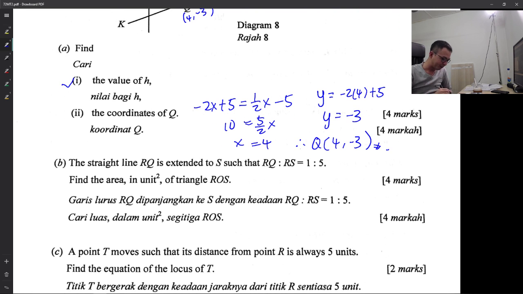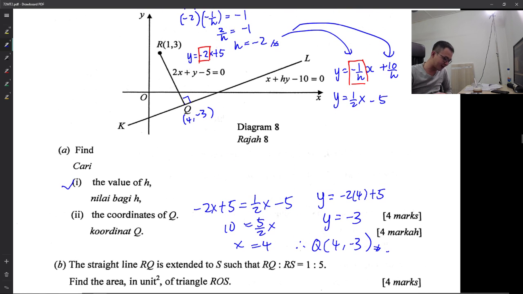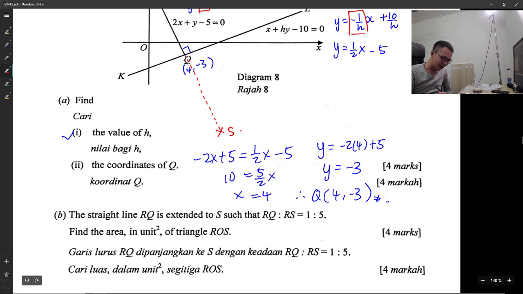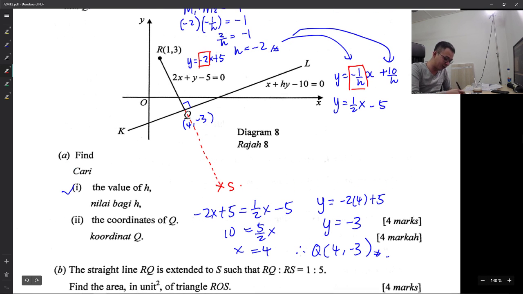Okay, part B. Straight line RQ extends to the point S. This is like what I did just now. RQ extends to S, so I'm going to extend it until some point here. Maybe I call it S. The ratio RQ to RS is 1 to 5. So RQ is 1, RS is 5, so here will be 4.